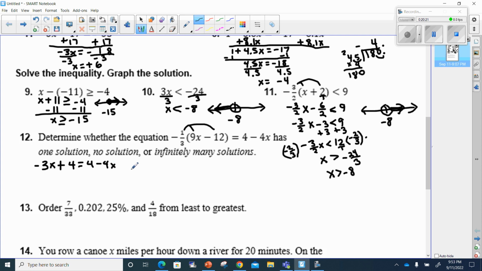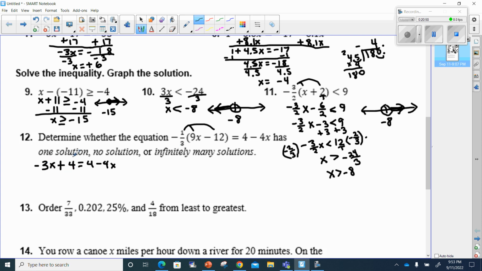Now, this tells me already I know I'm going to get one solution because my coefficients are not the same. And the rule is if my coefficients aren't the same, I'm definitely going to get one solution. If they are the same, I'll either get no solution or infinitely many solutions. It all depends if my numbers are the same. If my numbers are the same, it'll be infinitely many. And if they are not, it'll be no solution. But let's go ahead and work this out anyways.